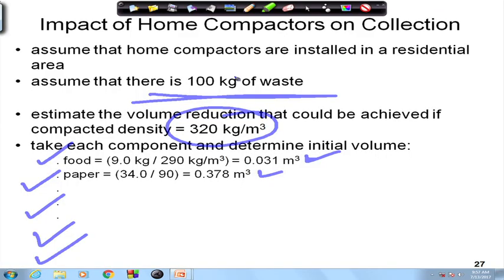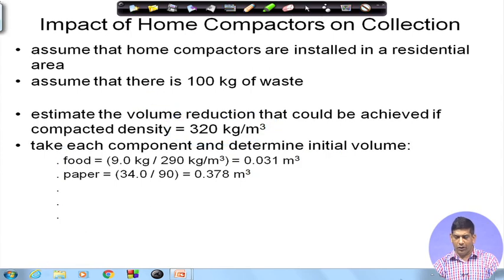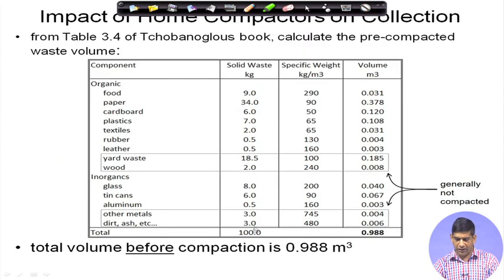So, based on that, the initial mass divided by the initial density, we can calculate the initial volume for each of these components. Once we know that, here it is again, reproduced for you, so you don't have to look at the previous video. Here you have these different components.